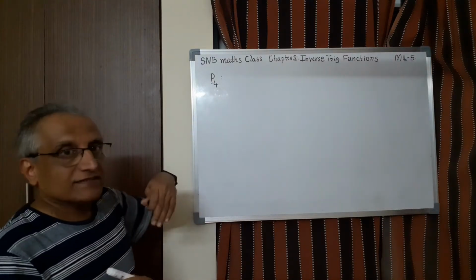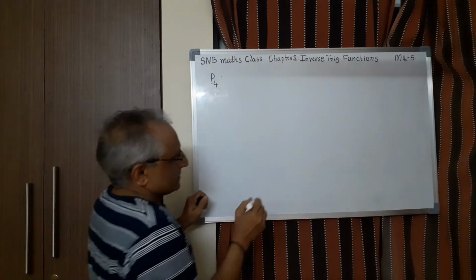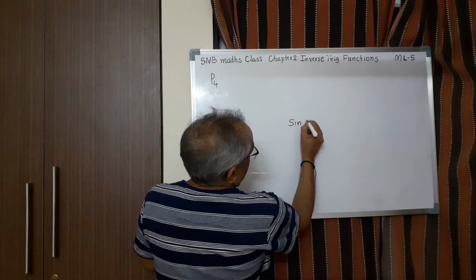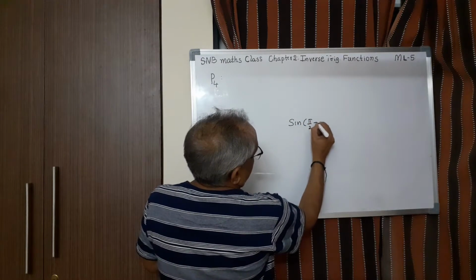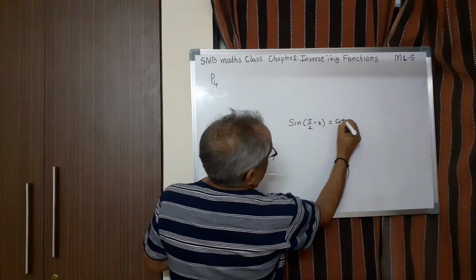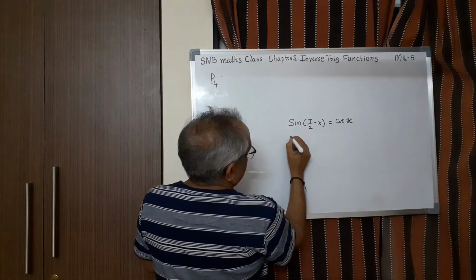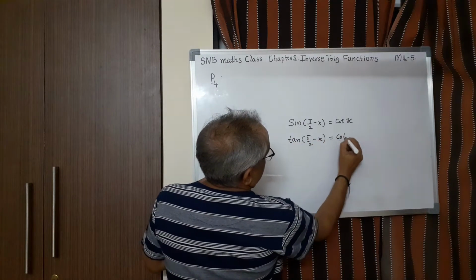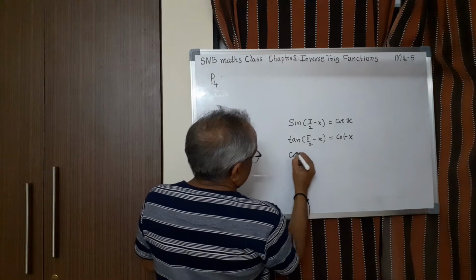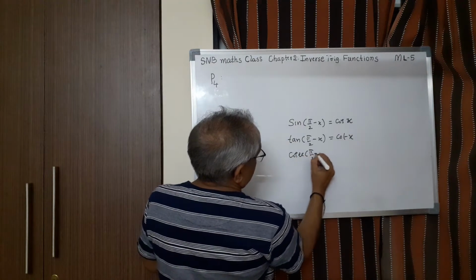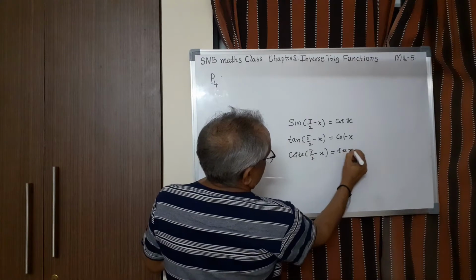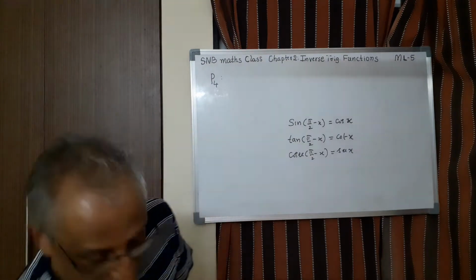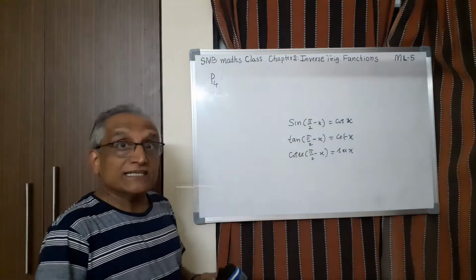Let me relate this with the direct trigonometric function. See, in complementary ratio, I have studied this one. For example, sine of pi by 2 minus x will be equal to cos x. Similarly, tan of pi by 2 minus x is cot x. And similarly, cosecant of pi by 2 minus x is secant x. So these are the complementary ratio relations we have studied in the first year, trigonometric ratios.